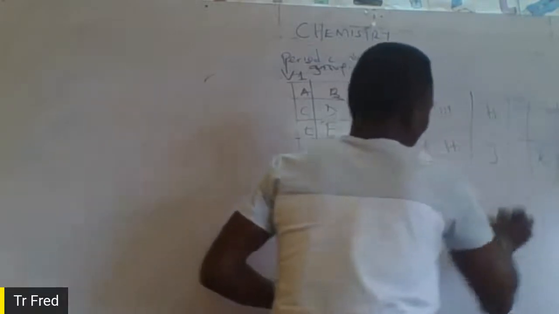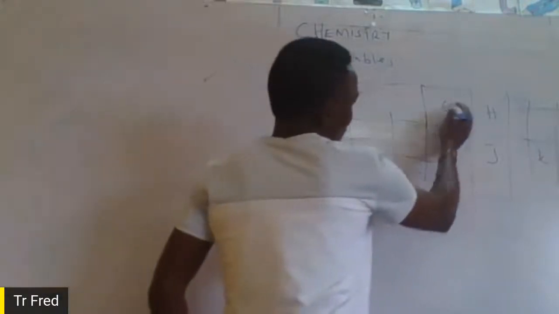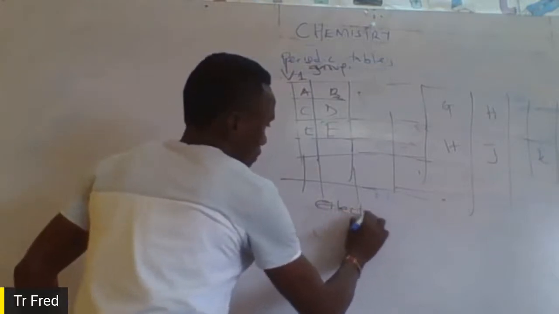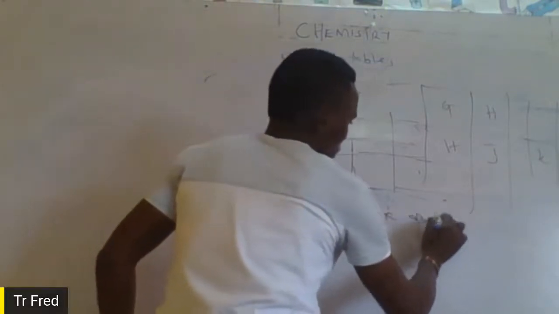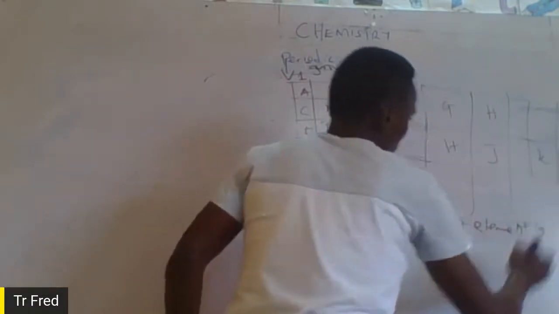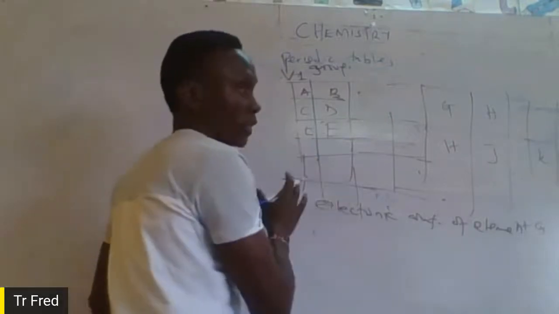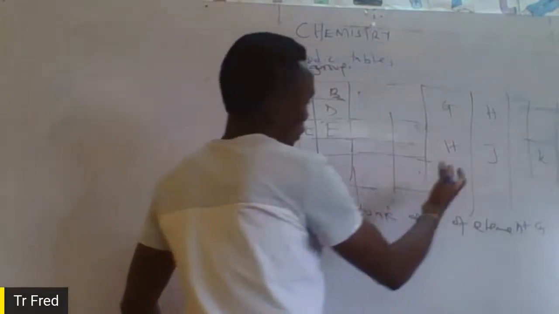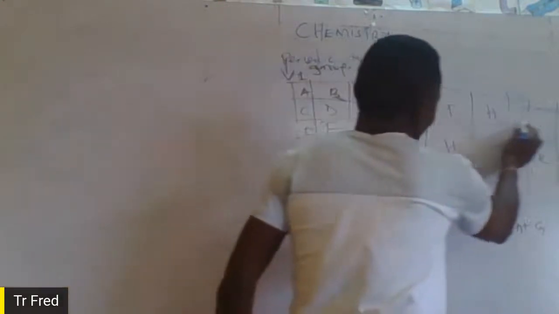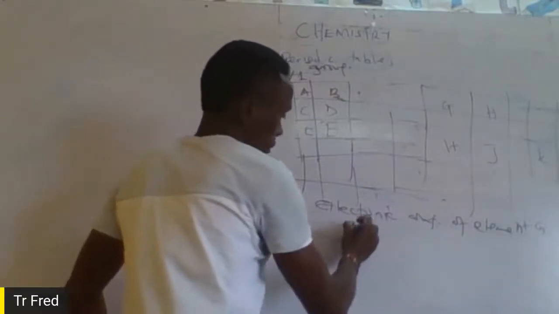Then a question may ask to see the electronic configuration of element G. How do you see the electronic configuration of element G? You just count from the top left until you get the position of G, where we say this is 1, 2, and 3. That means element G is atomic number 3.